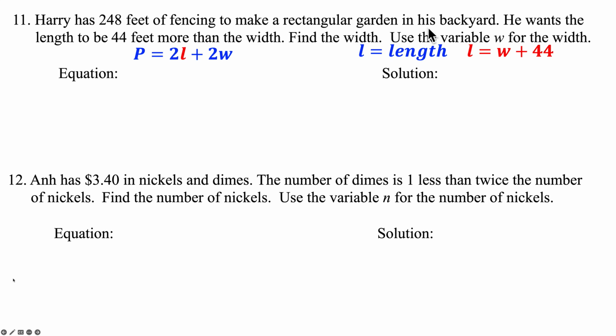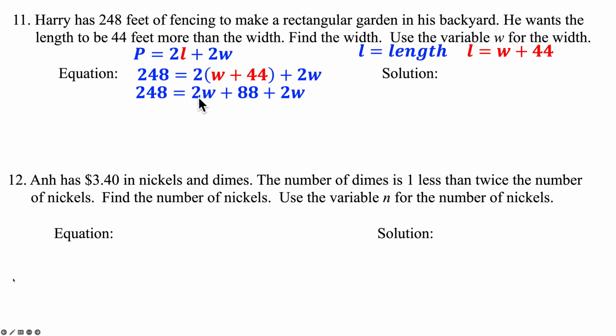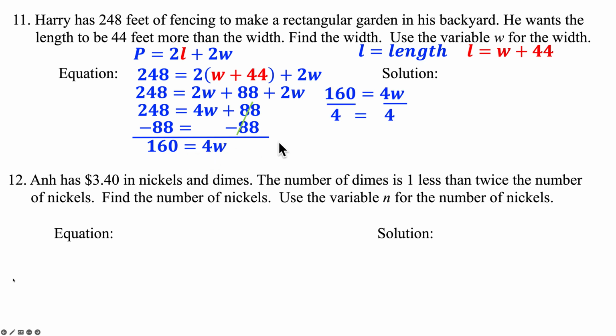248 is the perimeter. We'll put W plus 44 in for the L using parentheses, and now the equation is all in terms of W. And we can solve for W. We have to distribute the 2. So 2W plus 88 plus 2W. We have to combine the 2W's to make it a 4W. And then we can solve for W. We'll subtract over the 88. That's going to give me 160 equals 4W. We can divide by 4, and we get a width of 40 feet.